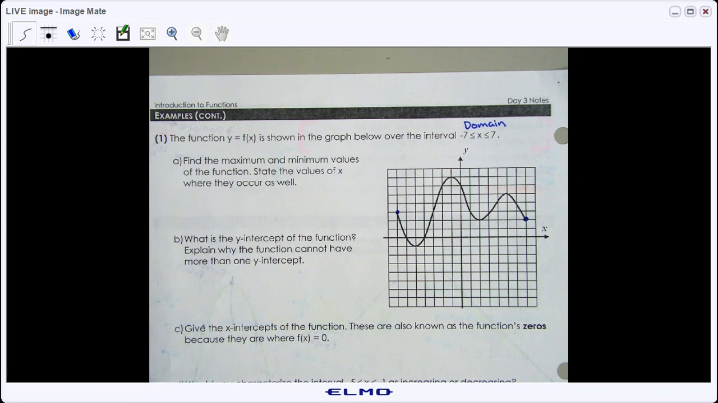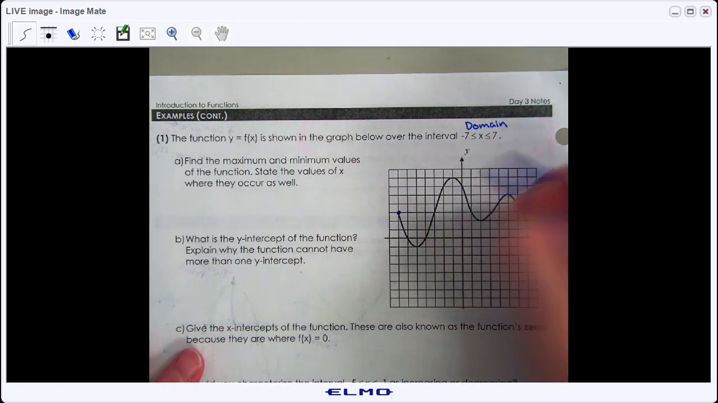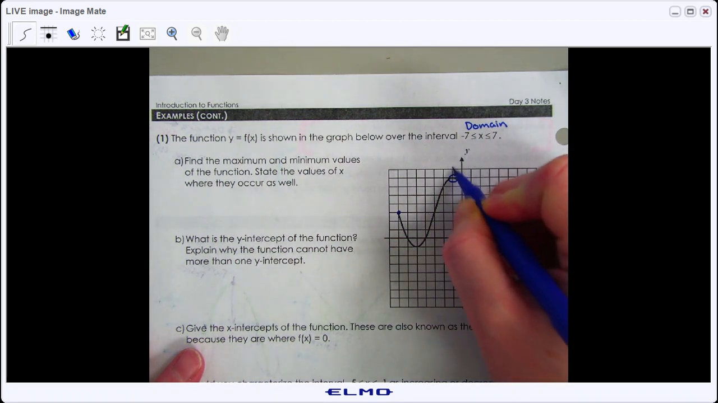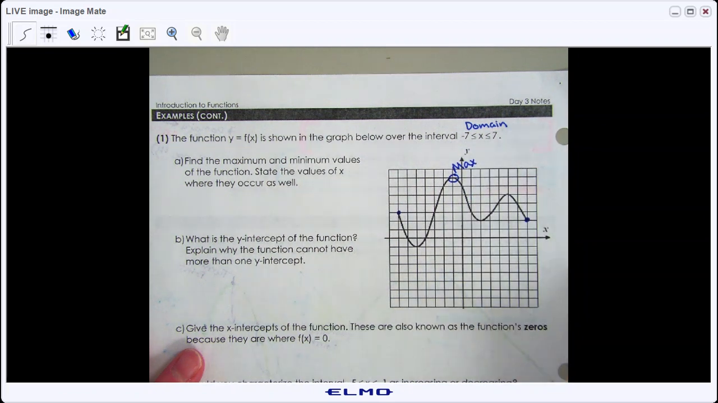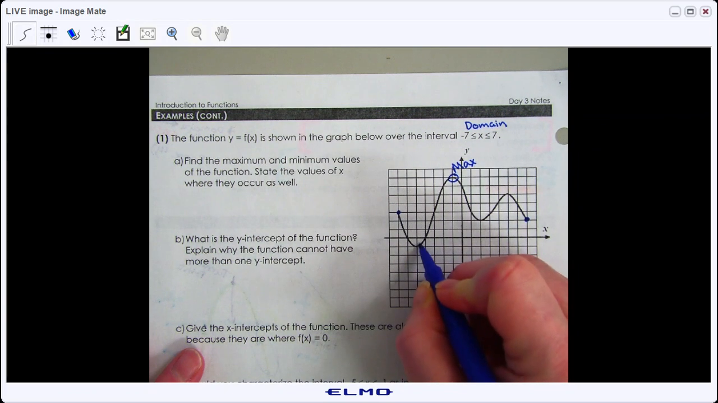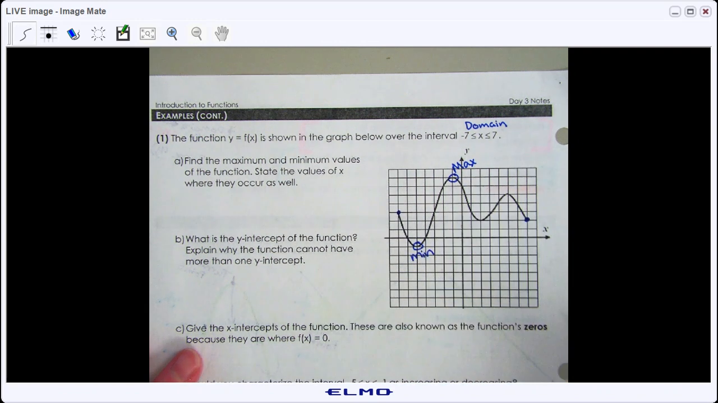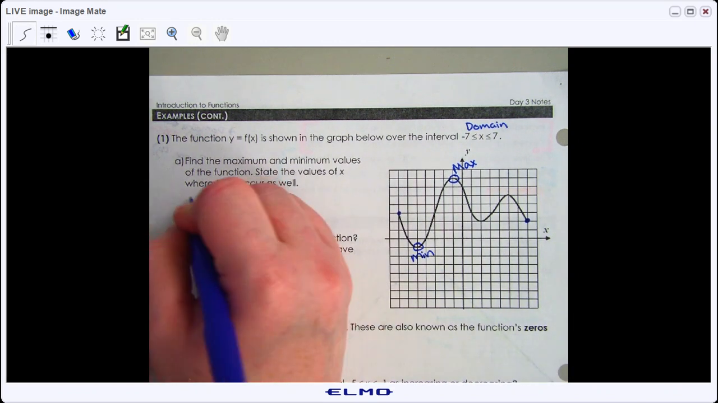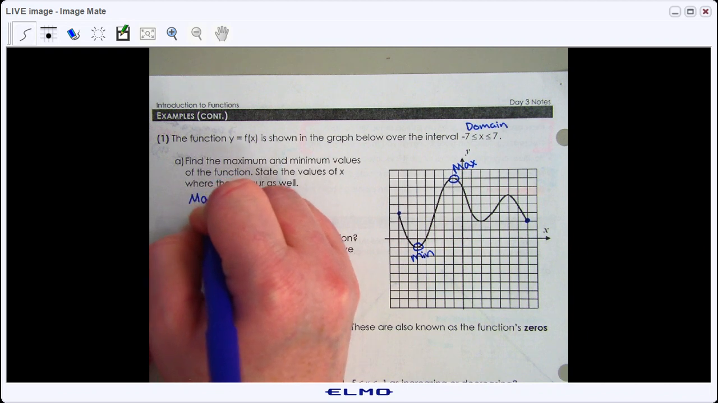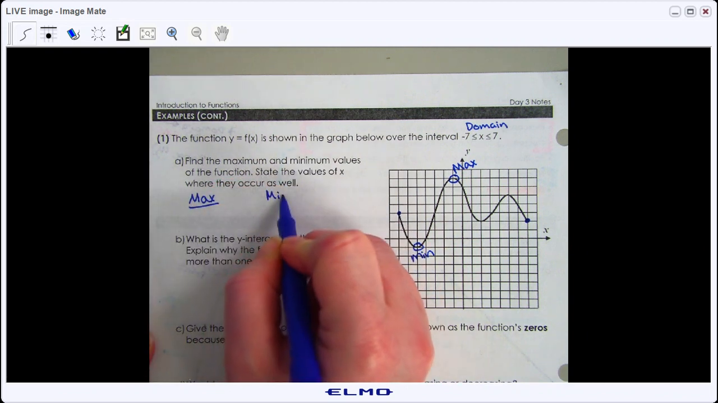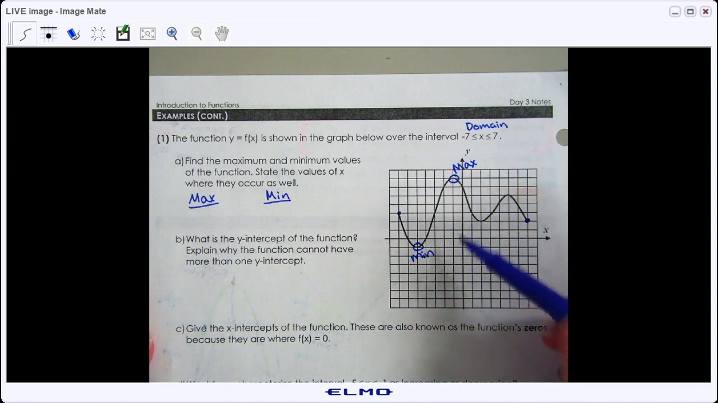They want to know, find the maximum and minimum values of the function, and state the values of x when they occur as well. All right, so right here is my maximum value. And then over here, this is my minimum value. So this is the lowest it gets. That's the highest that it gets. So max. Min. So my max happens when x is negative 1.